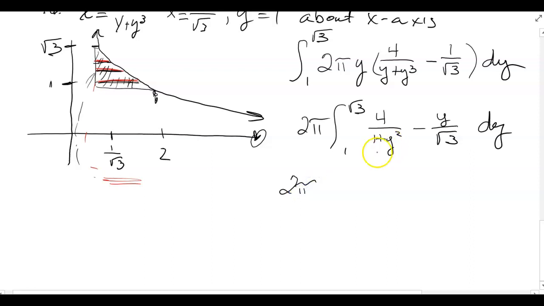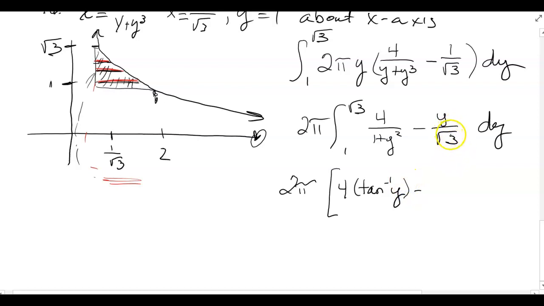So when we integrate, the 4 just stays 4, all right? And we end up with tan inverse of y. That's what the integral of 1 over 1 plus y squared is. So that one's going to come up from time to time, so you're going to want to memorize it. And then subtract. That's your first one, subtract.